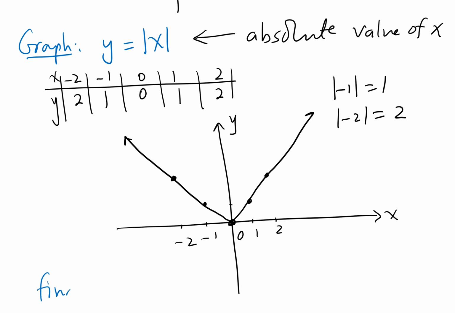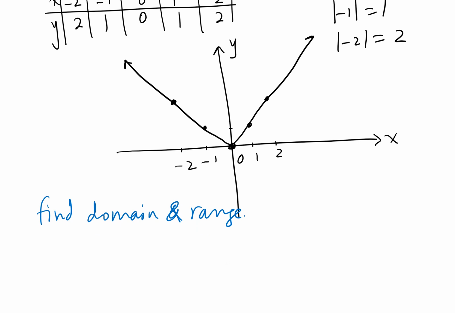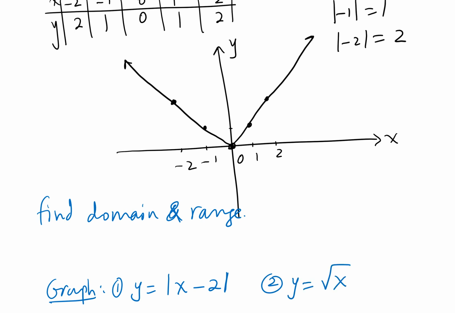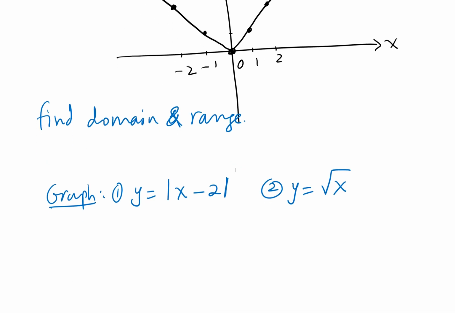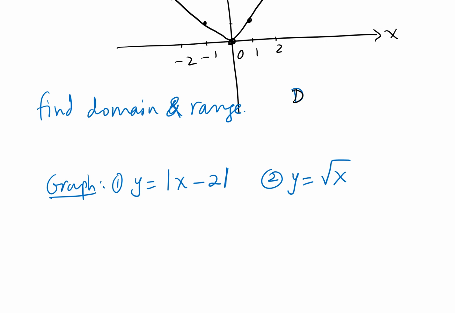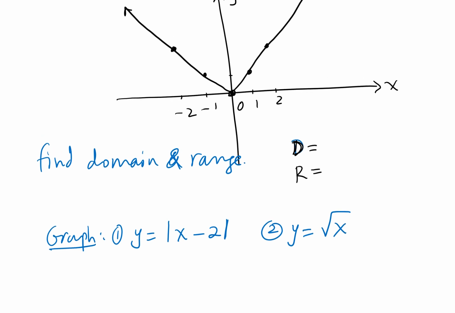For this one, I'd like you to try to find the domain and range for this graph. Find domain and range. Then we're going to graph y equals the absolute value of x minus 2. Number 2, y equals the square root of x. We can now move on. Domain for this: domain is all real numbers and range is from 0 to infinity.